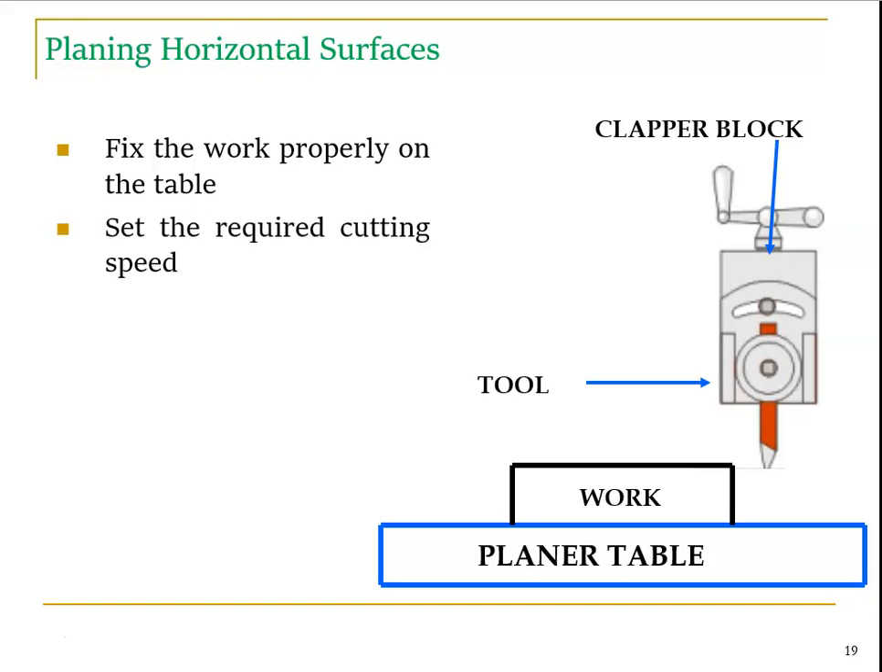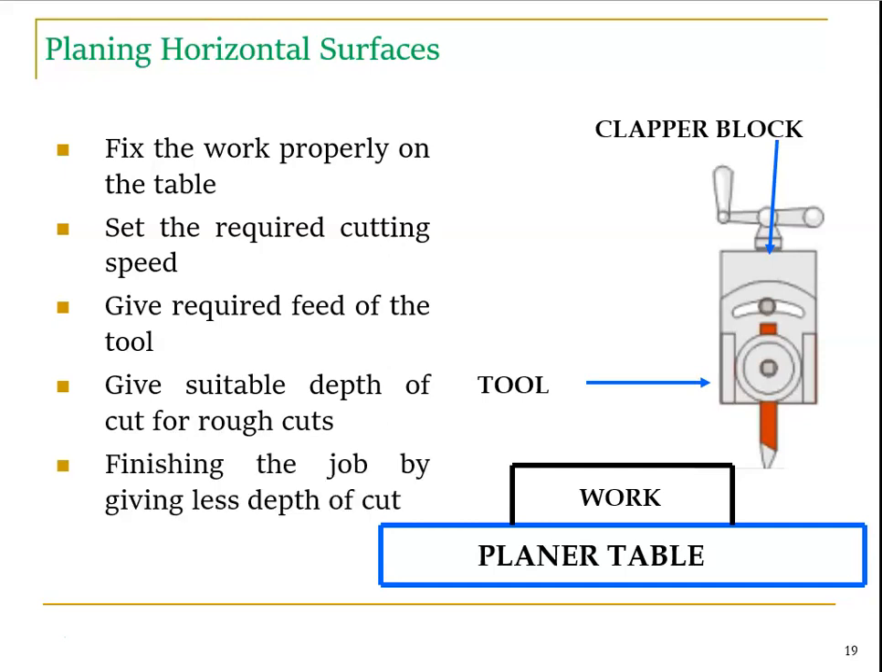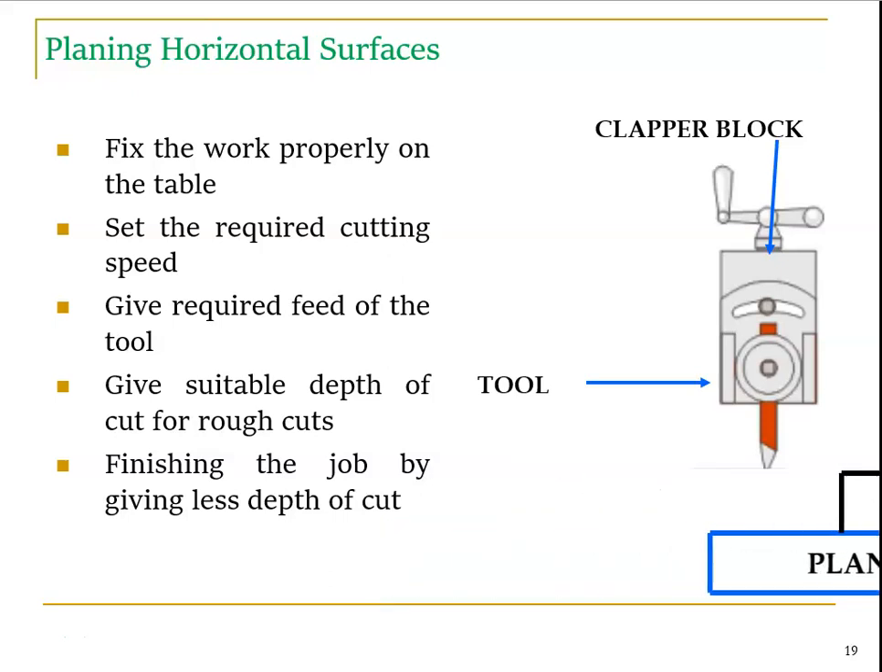Fix the work properly on the table, set the required cutting speed, give the required feed of the tool, give suitable depth of cut for rough cuts. For finishing cuts, give less depth of cut. The clapper box moves horizontally. But the difference is that in shaping the tool reciprocates. Here the tool is stationary and the workpiece reciprocates.